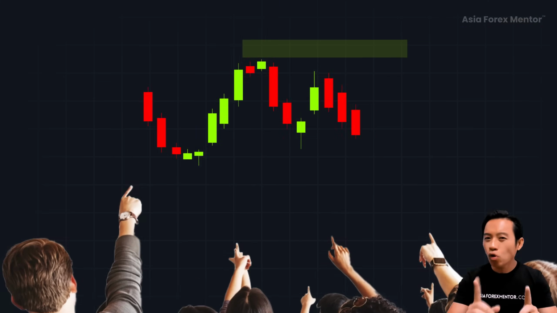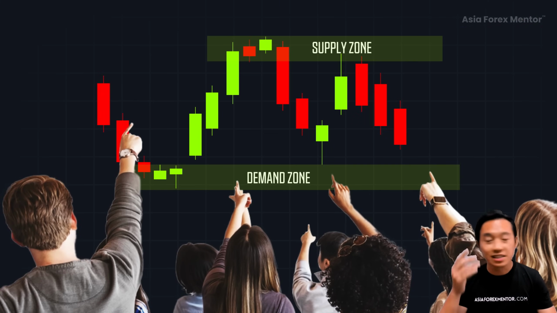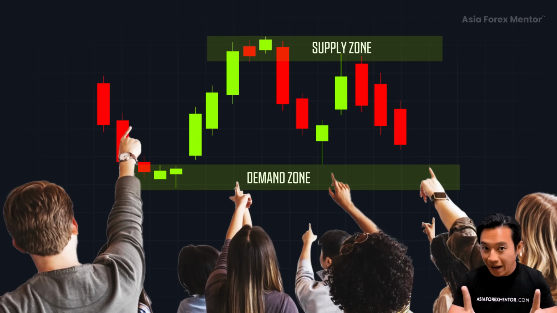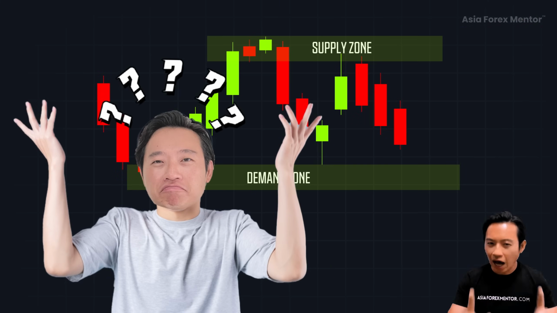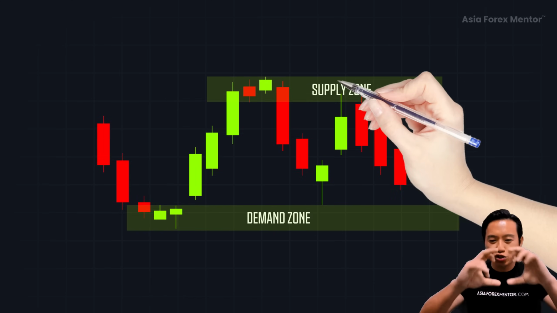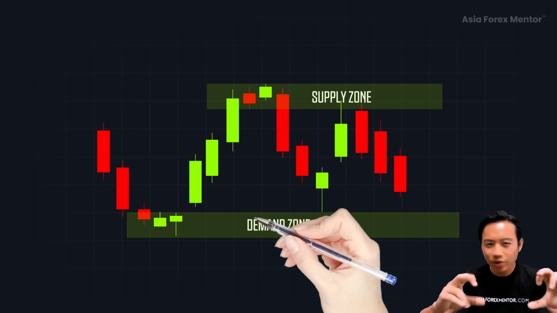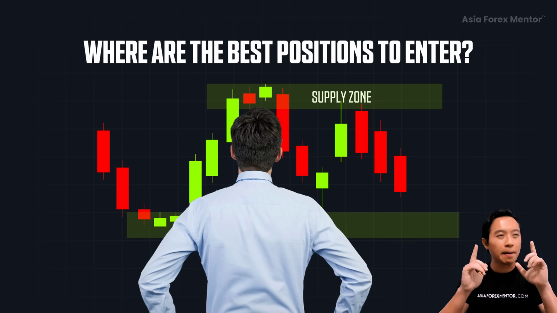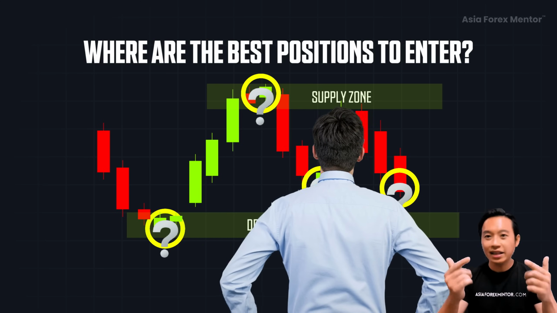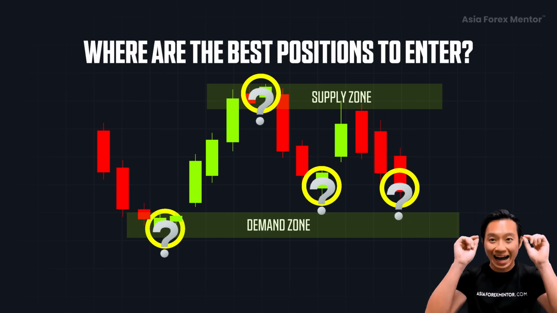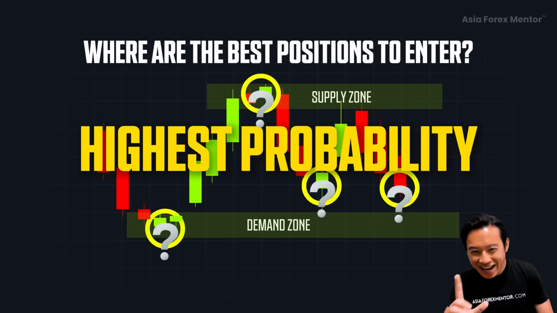The problem? Most traders do know what the supply and the demand zones are, but they have no clue how to use them properly. They just draw the boxes on the charts without knowing exactly where the best positions are for you to enter your trades with the highest probability, right? But today I'm going to change that, right?